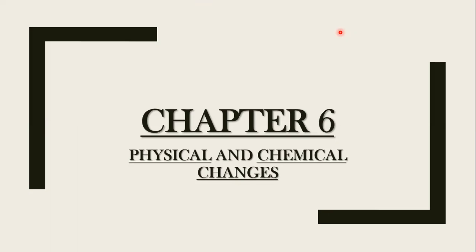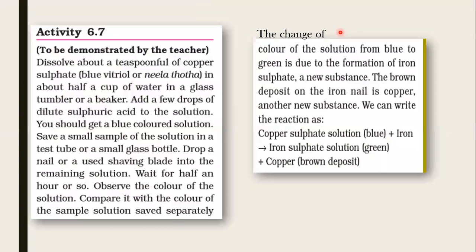In the last video I explained about the formation of magnesium oxide and magnesium hydroxide, which are examples of chemical changes. Today we are going to learn more about chemical changes with two activities.